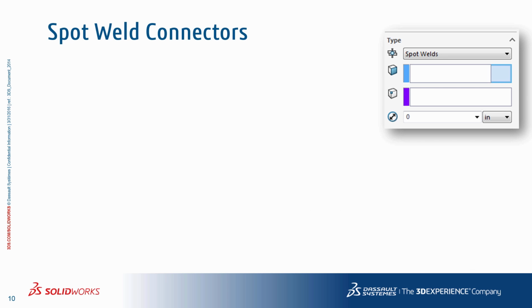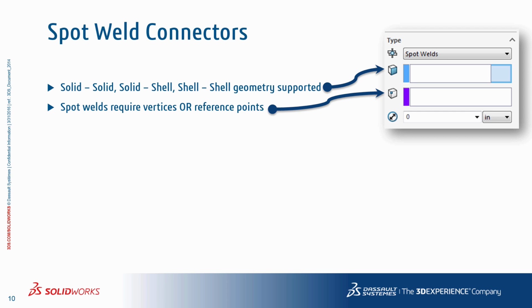Spot welds connect two or more thin overlapping metal sheets at small areas called spots without using any filling material. The spot weld connector allows you to quickly define multiple spot weld connections between parallel faces of two different parts, and these parts do need to be close to each other. You can define a spot weld between solid to solid, solid to shell, and shell to shell geometry faces. Spot welds require vertices or reference points for the spot weld location, and you can also input a spot weld diameter as well.